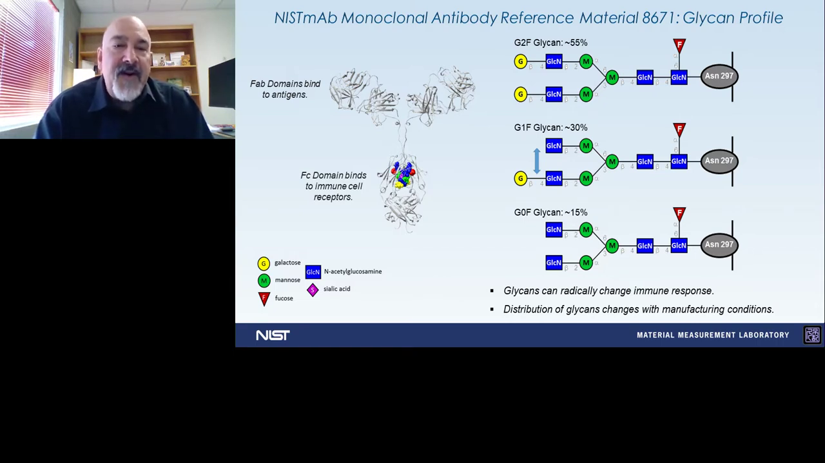In the case of our NISTmAb reference monoclonal antibody, the majority of glycan sugar groups fall into these three categories that are shown here, called G2F, and they're called such because the two ends of the glycan end in the sugar group galactose, two of them, or G1F, where only one of the two termini has a galactose sugar, or G0F, where there are no galactoses at the end.